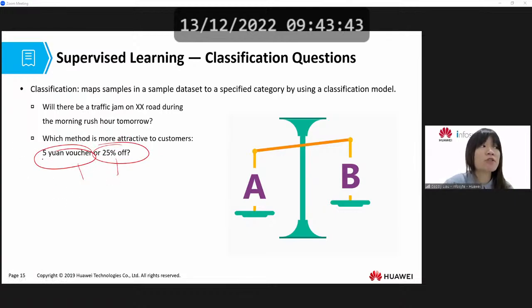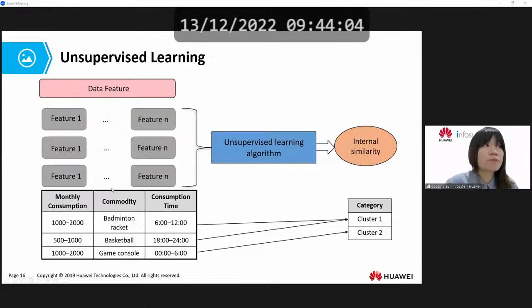So don't be confused by the number here. Even though there is a number in the answer, it doesn't mean that you can adjust the number. They're just asking you whether this is better or this is better. Is a voucher better or is a discount better? So yeah, classification questions are like this.